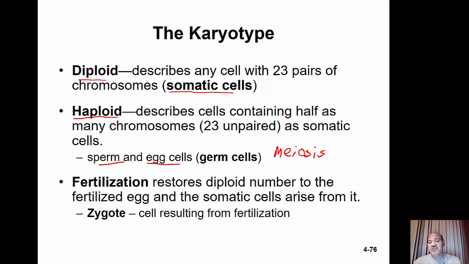Now, when a sperm and an egg cell unite during fertilization, they do form one single cell called a zygote. When the sperm and the egg unite, each one has one complete set. So when they unite, the zygote now restores that diploid number where you have 2 complete sets.